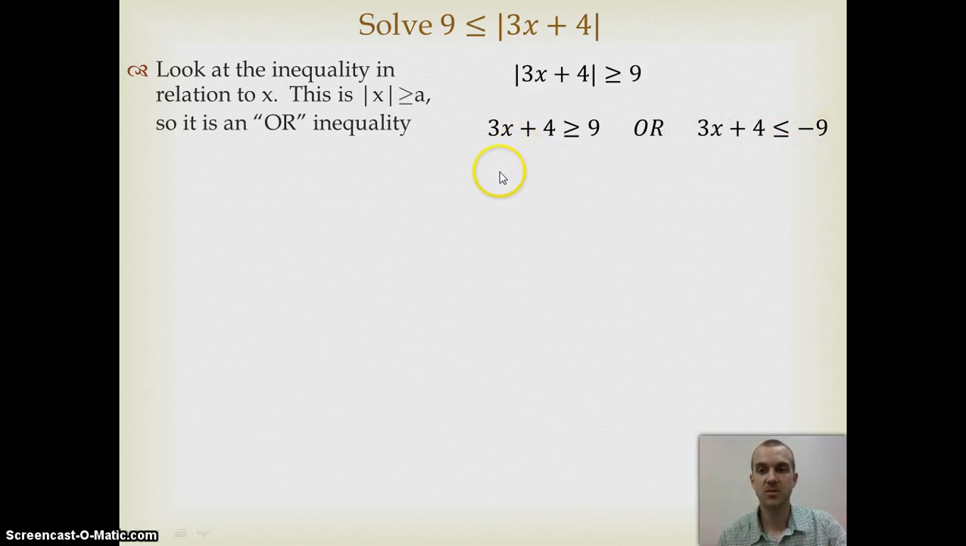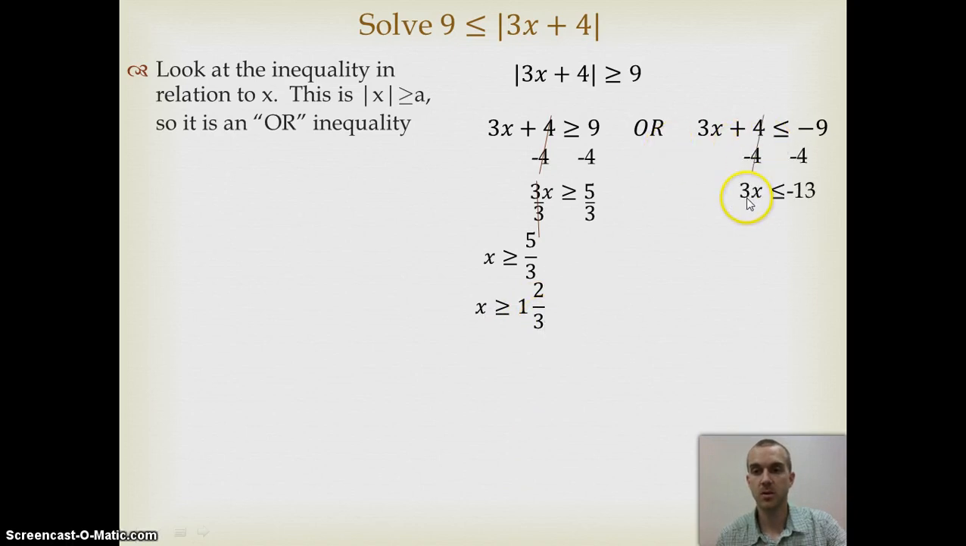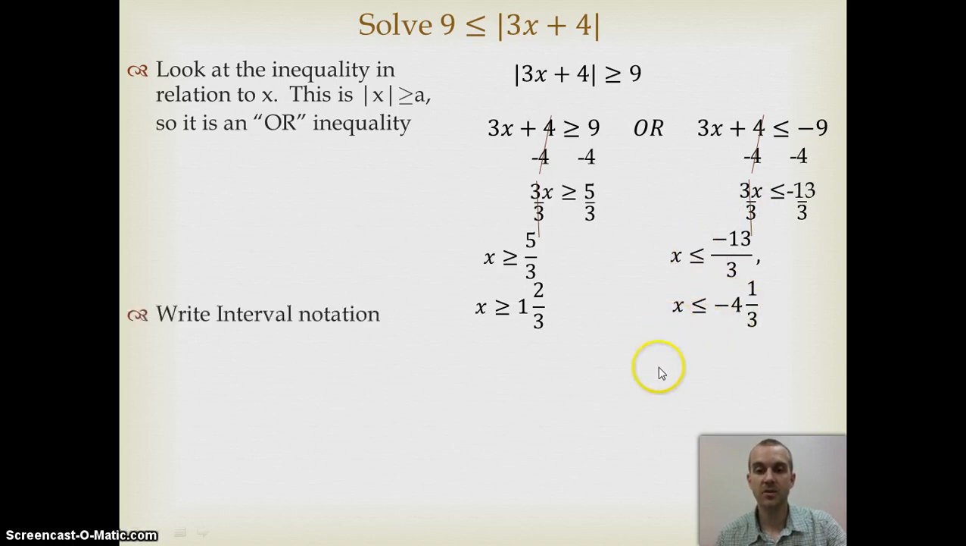So I'm going to just simplify by subtracting 4, dividing by 3. So it's greater than or equal to 1 2/3. Let's go through this one. Subtract 4, divide by 3, and you end up with negative 4 1/3. So if I look at the inequality here, I have that it's less than or equal to negative 4 1/3 or greater than 1 2/3.